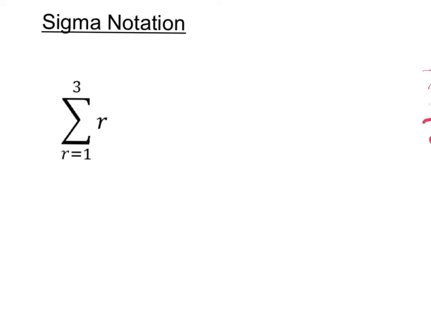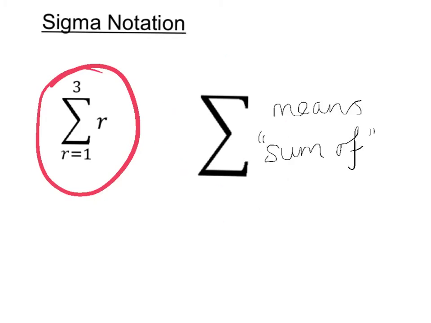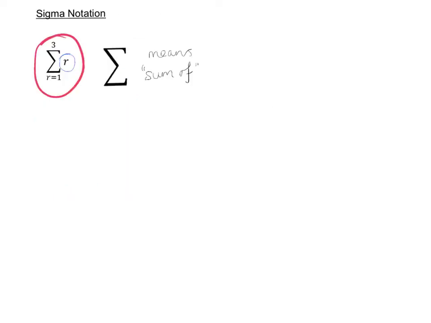Hello and welcome to this video on sigma notation, and I expect when you look at this question here, most of you are wondering what this symbol means. So this is the sigma symbol and it means sum of, or in other words, add all these things together, and the things we're adding together are these r's. So what are these r's?